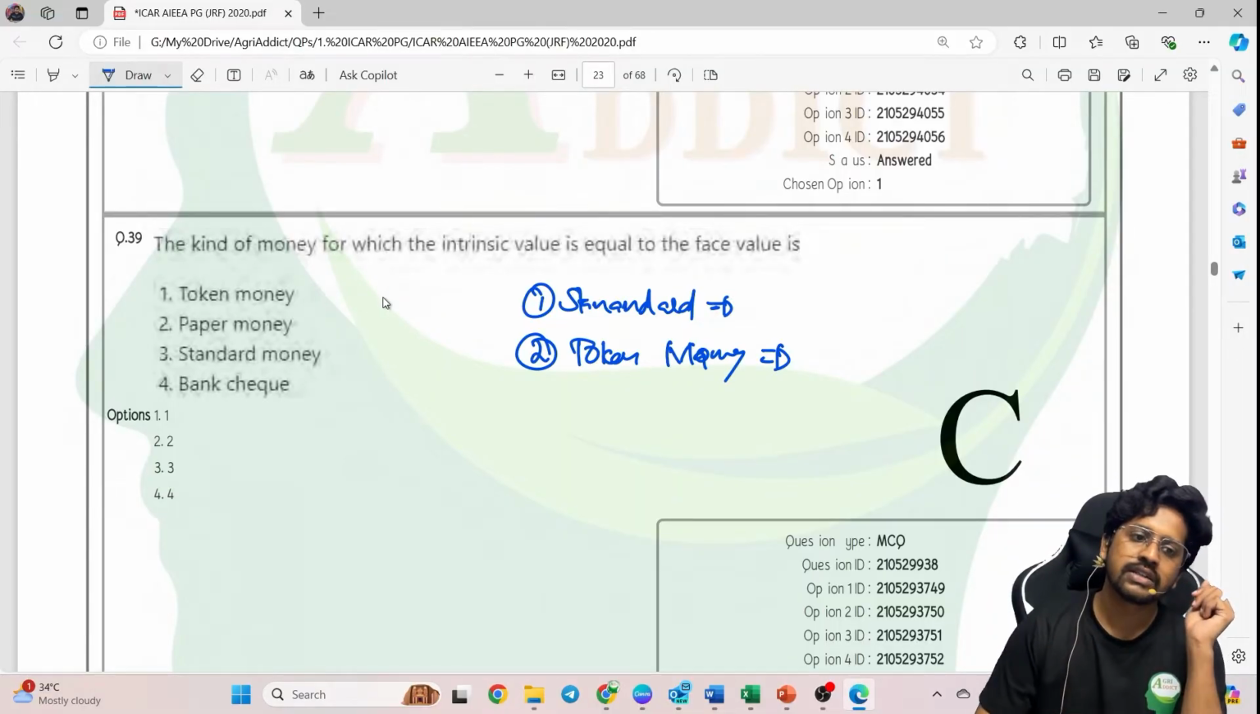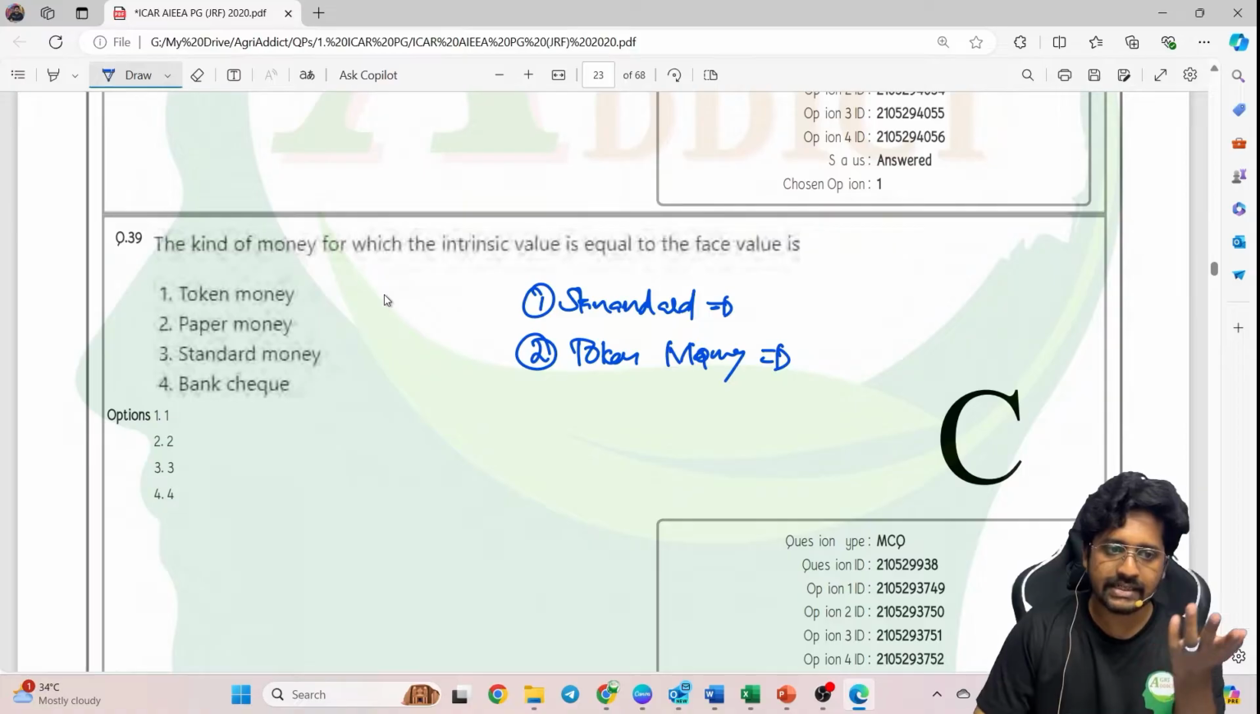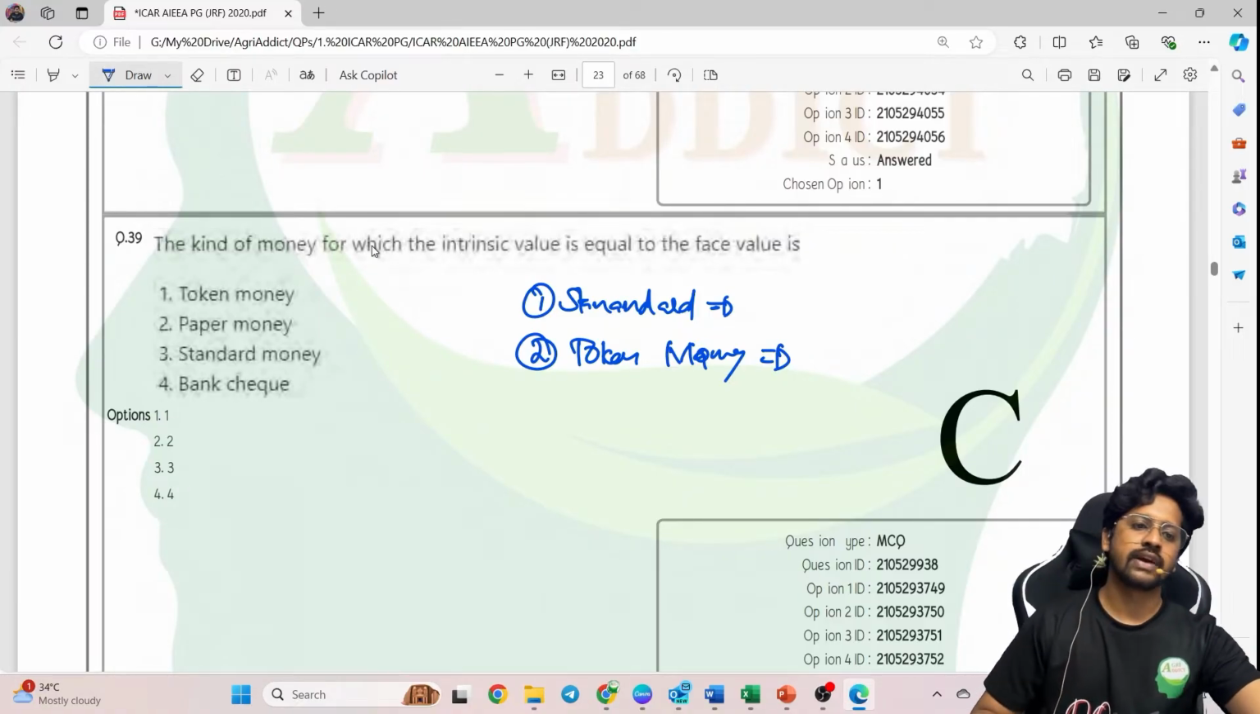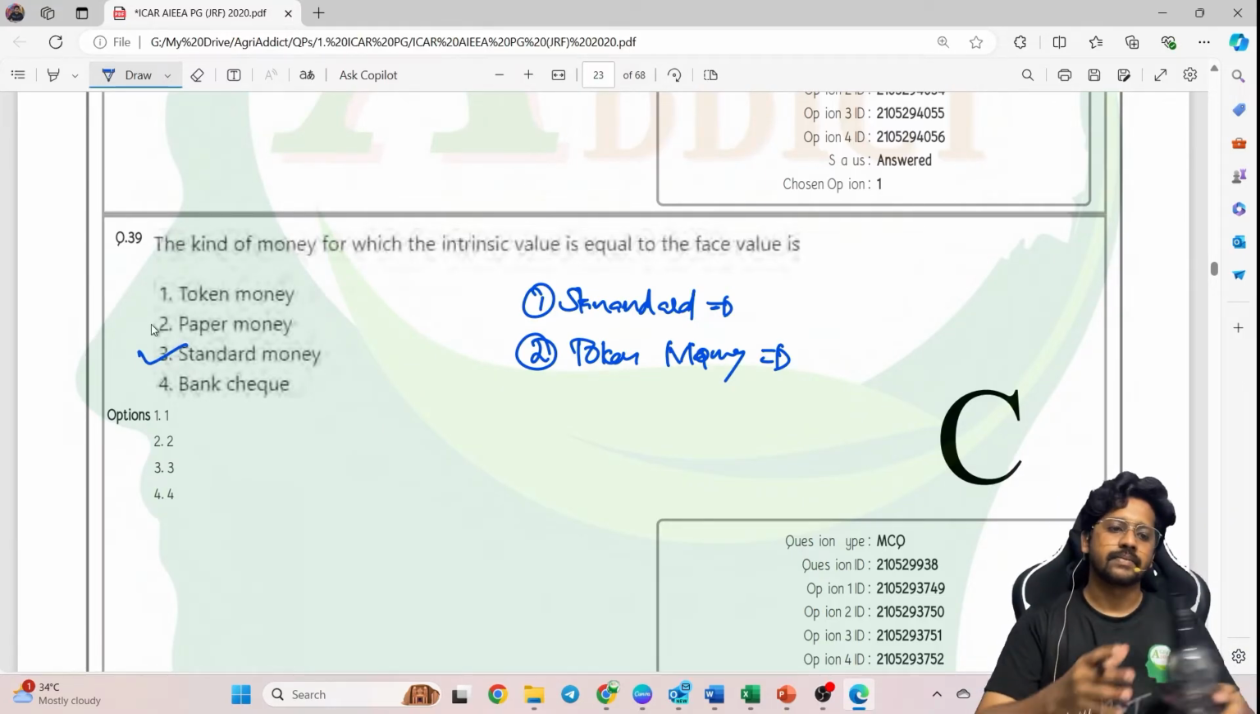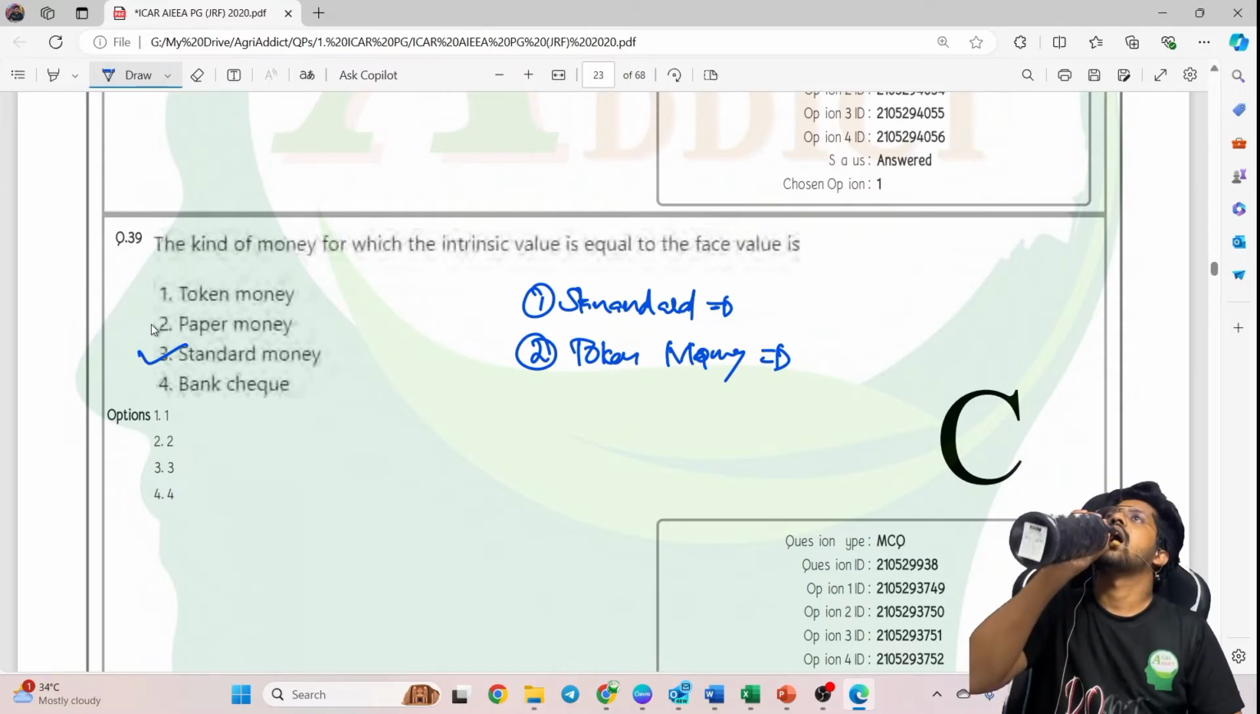So therefore this is a direct question. In the question it is asked about the kind of money for which the intrinsic value is equal to the face value, and we can say that that kind of money is standard money, and option 3 will be the correct answer.